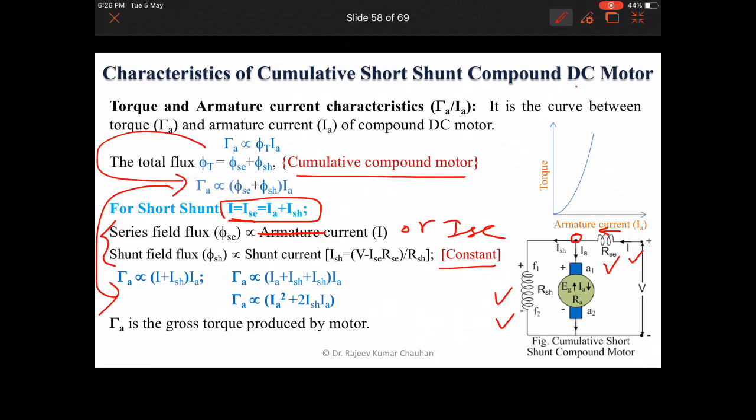If we substitute the value of I in this equation, we know I is equal to Ia plus Ish. So, just substitute the value and we get tau a is proportional to, inside the bracket, Ia plus Ish, plus Ish, multiplied by Ia. After solving this bracket, we get tau a is proportional to Ia square plus 2 Ish Ia. Tau is the gross torque produced by the motor. So, this is the curve between armature current Ia and torque.